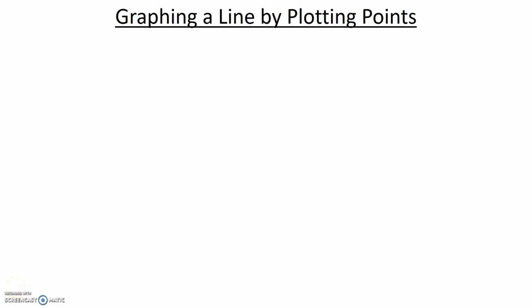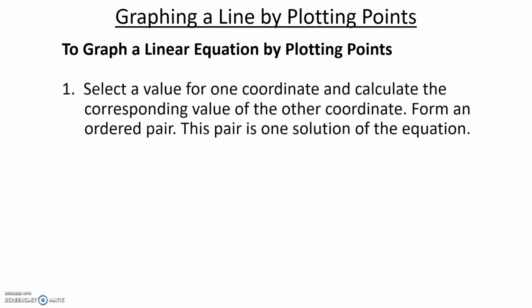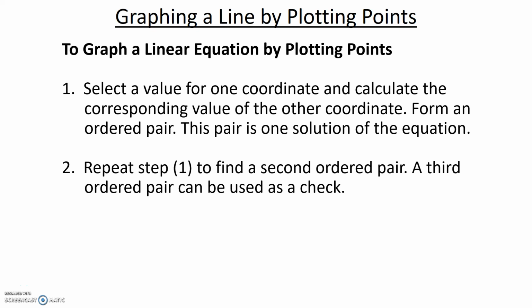In this lesson, we will talk about graphing a line by plotting points. To graph a linear equation by plotting points, first, select a value for one coordinate and calculate the corresponding value of the other coordinate. Then form an ordered pair. This ordered pair is one solution of the equation. Repeat step 1 to find a second ordered pair, and a third ordered pair can be used as a check.